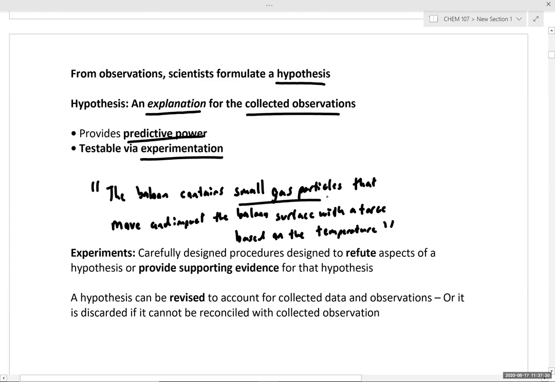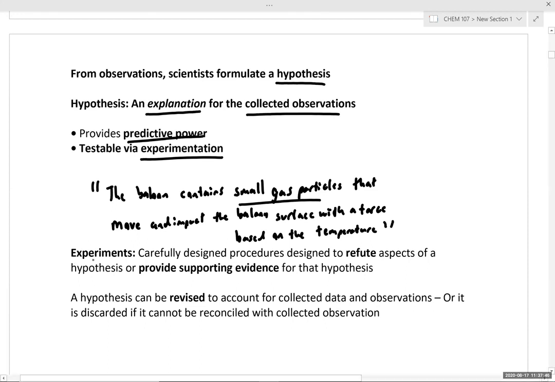You don't have to worry too much about this specific hypothesis. More the idea is that the hypothesis tries to explain the collected observations, and it provides predictive power, and we can test our hypothesis via experimentation.